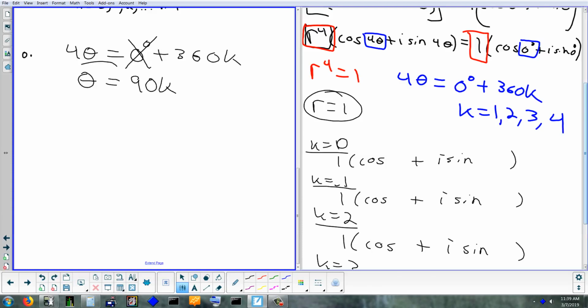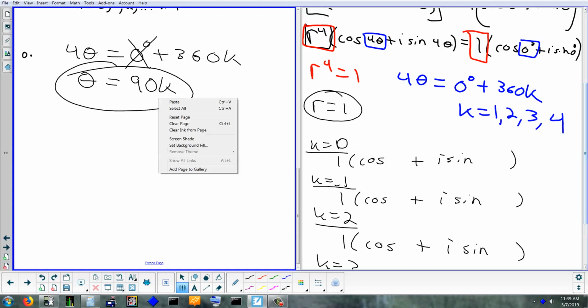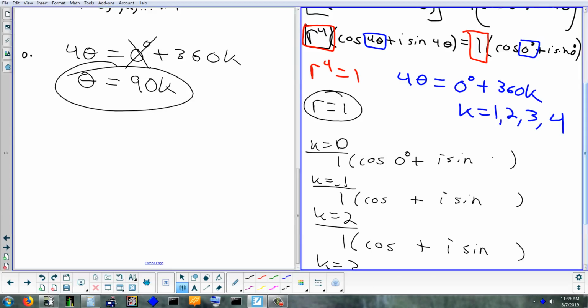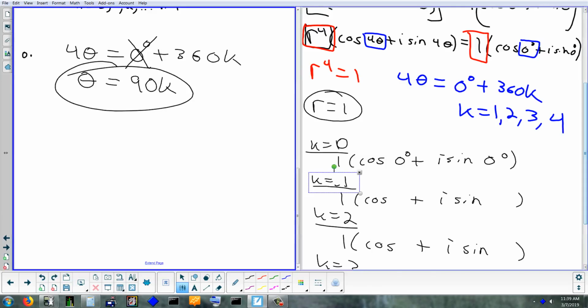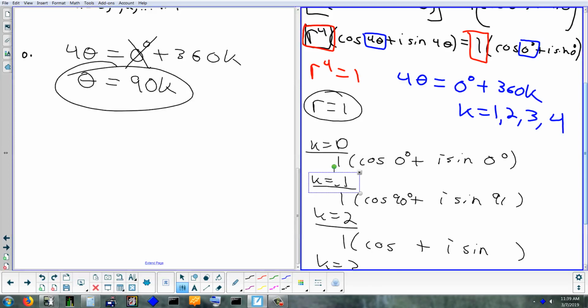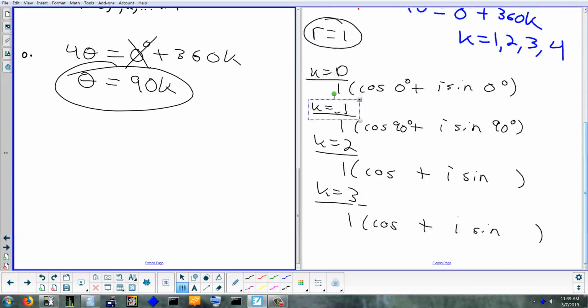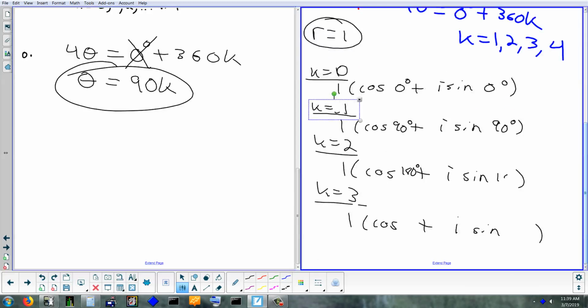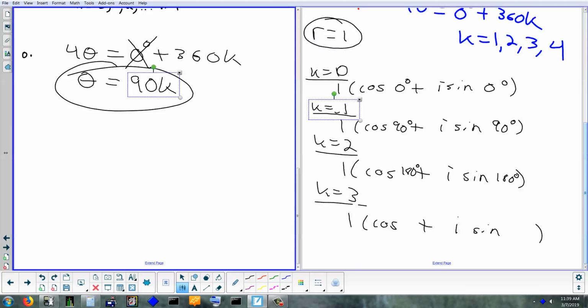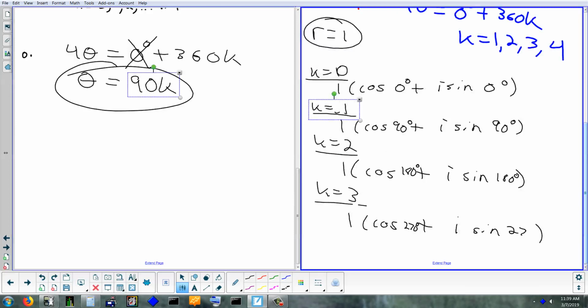Okay. Here's our formula for theta. Let's start with 0. What's 90 times 0? 0. There's your first answer. K equals 1. What's 90 times 1? 90. There's your second answer. K equals 2. What's 90 times 2? 180. Here's your third answer. And K equals 3. What's 90 times 3? 270. There are the 4 answers to the problem in trig form.